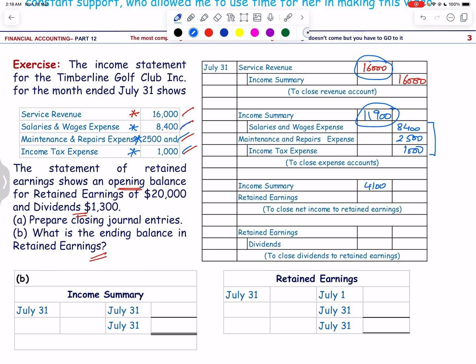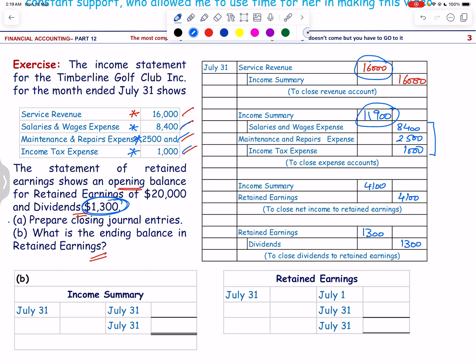There is a dividend for 1,300 and this is also a temporary account, and to close the dividend, dividends has to be credited by 1,300 and retained earnings will be debited by 1,300. So we have recorded all the required closing journal entries. We look at the ending balance in retained earnings.